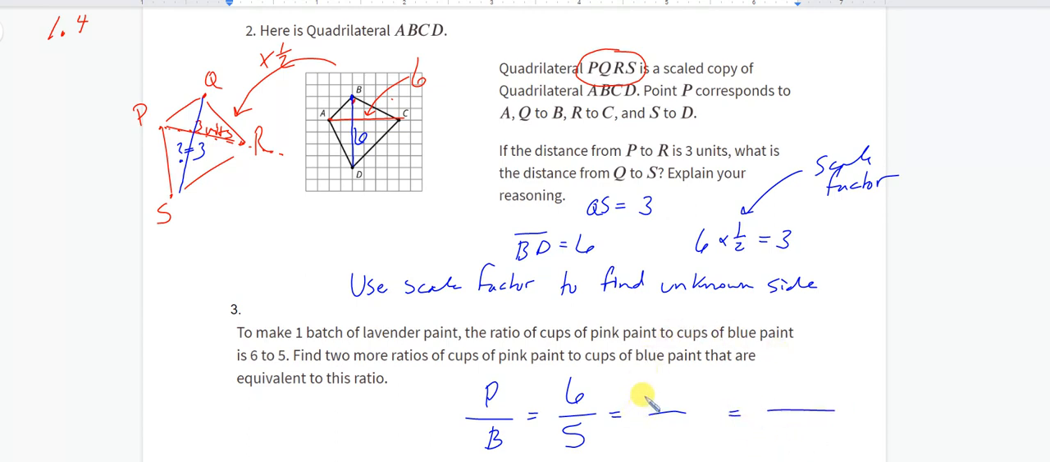So lots of ways you can do this. You can do a half, double, triple. I'm kind of a double fan. I like to double things. So we could say, double the 6, double the 5. You could mix 12 pink and 10 blue and still make the same color of lavender, which is a beautiful color. Or you could do a triple. Multiply both numbers by 3. 6 times 3 is 18, and 5 times 3 is 15. So an 18 to 15 mixture would be equivalent and make the same beautiful color of lavender.